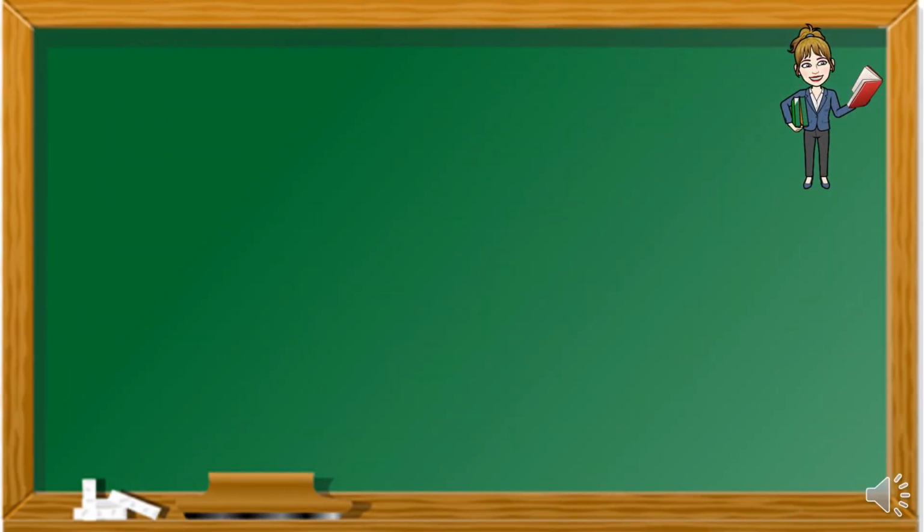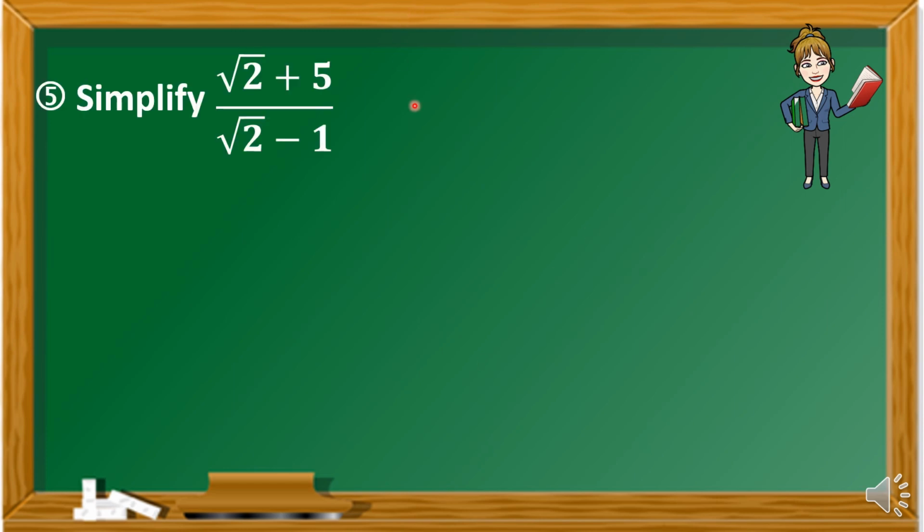For our last example for the division of radicals, para mas clear po tayo sa pag-simplify ng division with radicals and also yung paggamit natin ng conjugate, let's have example number 5. Simplify square root of 2 plus 5 divided by square root of 2 minus 1.